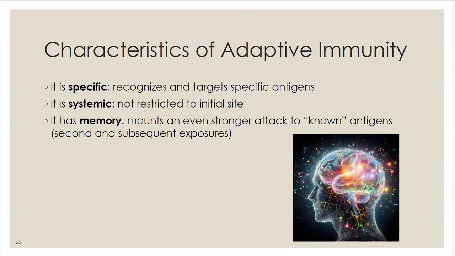A systemic response. Adaptive immunity is not localized to the site of infection. It provides protection throughout the entire body. The system can recognize a vast array of antigens due to variability in B cell and T cell receptors. And adaptive immunity typically distinguishes between self and non-self, which reduces the risk of attacking the body's own tissue. These characteristics allow adaptive immunity to provide tailored and robust defense against specific threats.